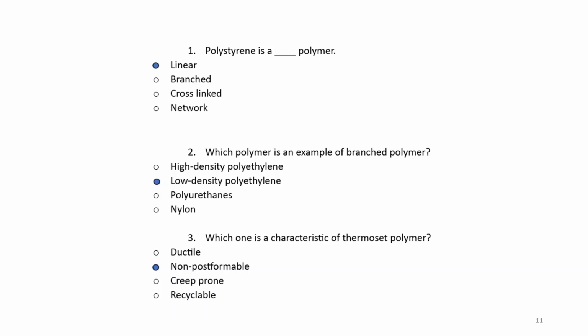And they are not recyclable as well, because if you set the plastic, then it will be retaining only that shape, and if you again reheat it, it's more likely to burn rather than shaping into another shape. Okay, so that's why the only correct option for this is non post formable.